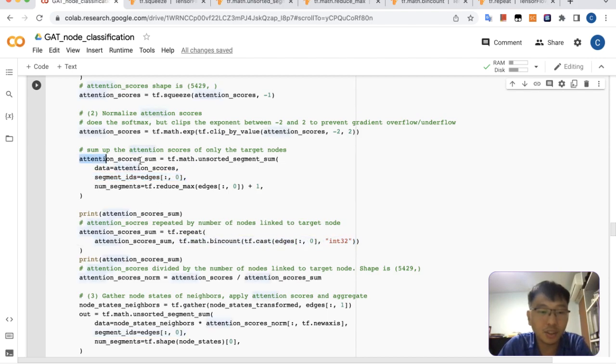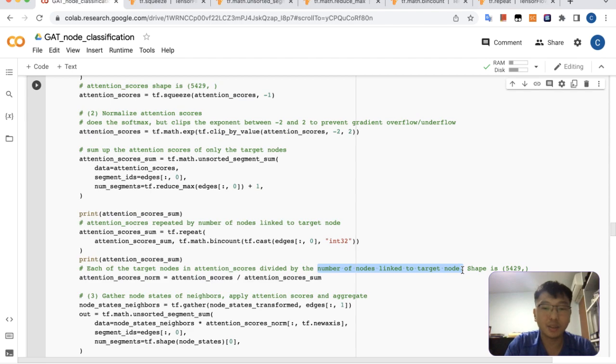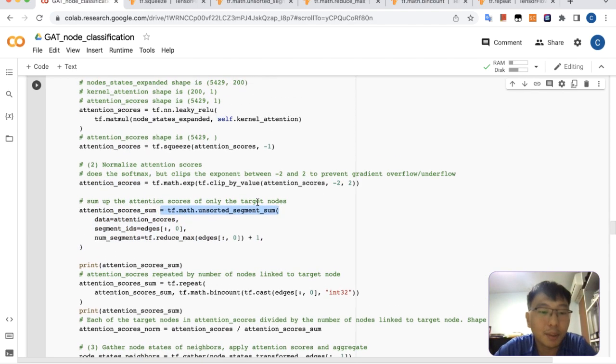Then when we take the attention scores, this part here divided by this part here, you are basically taking each of the target nodes in this attention scores and dividing by the number of nodes linked to this target node. The shape is still preserved. So this very complicated operation is basically, rather than doing a for loop, which can be very costly, using a matrix operation. Over here it is using unsorted segment sum in order to sum up all the attention scores belonging to the same target node.